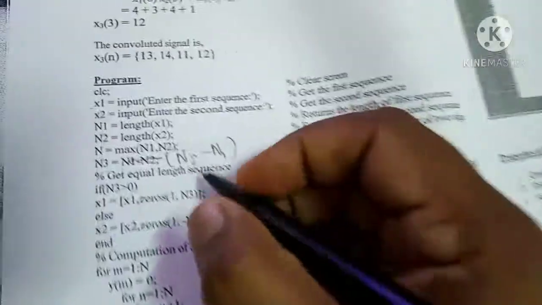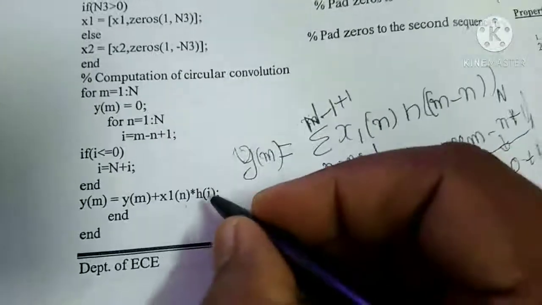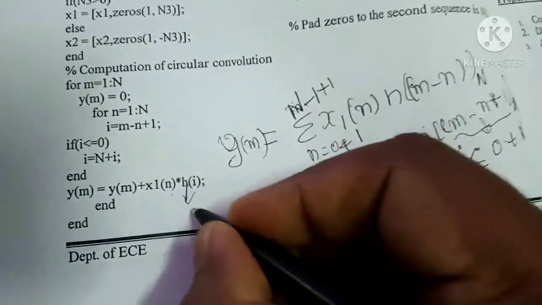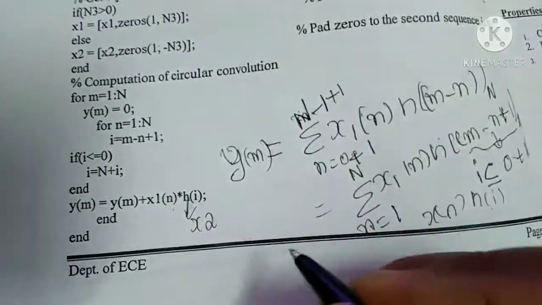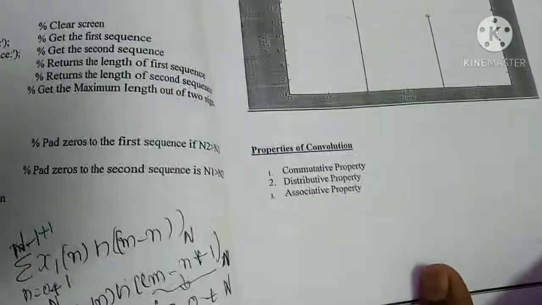But the problem in the given example is that it is x1 and x2, but here they have mentioned it as h, so take it as x2. Whatever name you have given, the same name I have to give here. Okay, we'll go for the next experiment.